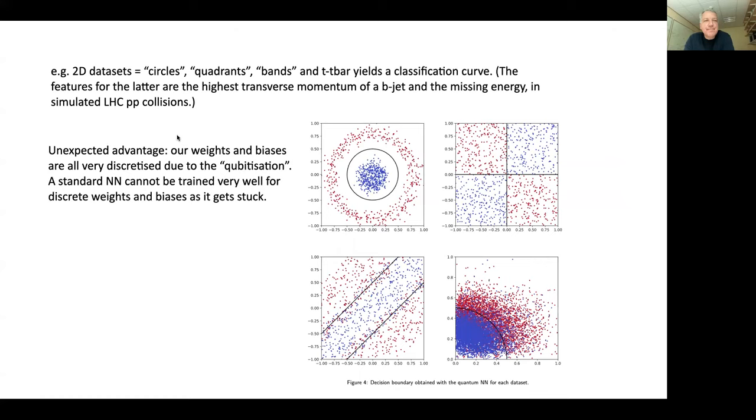So we tried it with different data sets: circles, quadrants, bands, and then a t-tbar data set. With the t-tbar, what you're looking for is the highest transverse momentum of a B jet and the missing energy. So that's a two-dimensional parameter space, this one at the bottom. What I'm showing you is background and signal, essentially. So it's distinguishing signal from background.